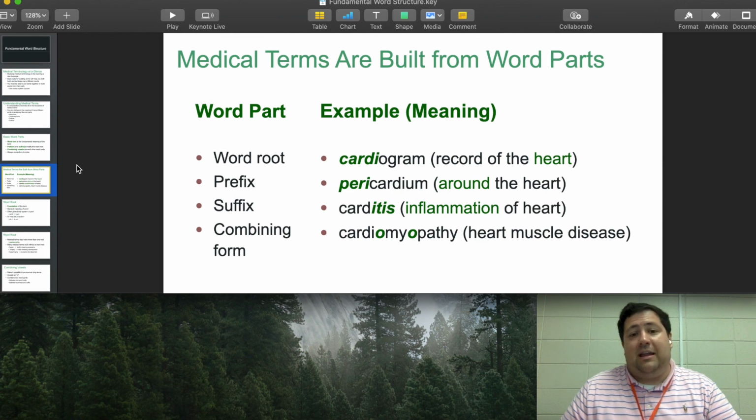A suffix thrown at the end of a word affects the meaning of the word. If you see the word carditis, itis is inflammation of, and cardi is heart. So carditis is an inflammation of the heart.